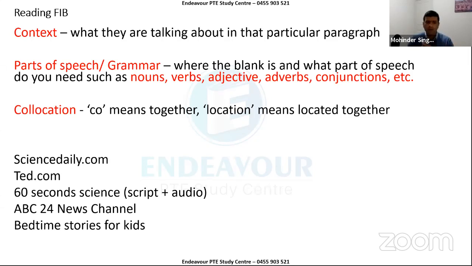So I have listed some resources here. First one is sciencedaily.com, a free resource online. Feel free to visit it. Read some articles from different topics and try to identify some collocations and how it is written.